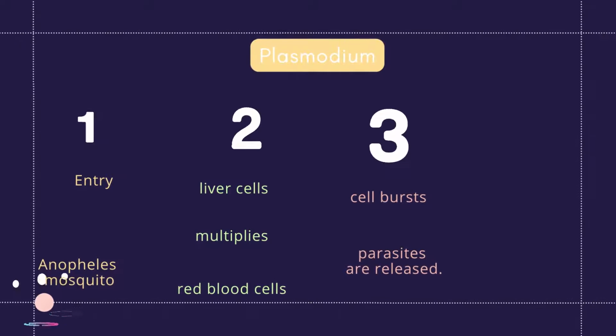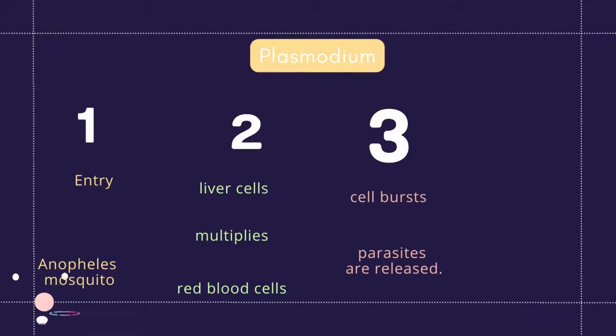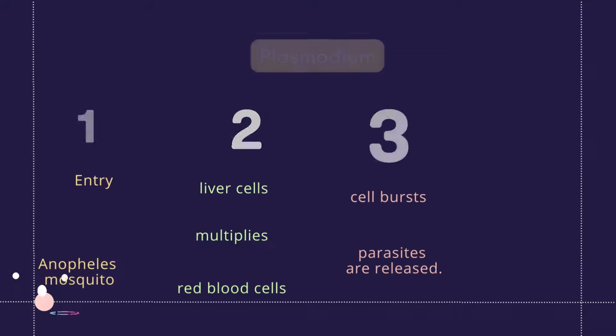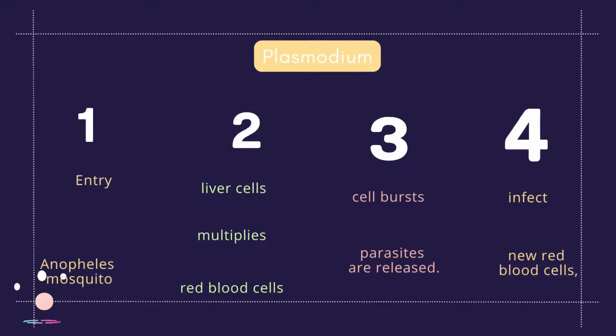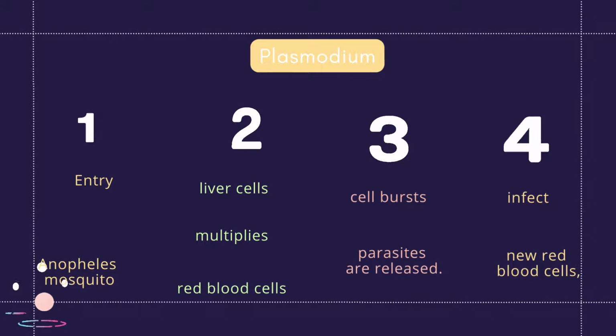Third, cell burst. When each infected red blood cell bursts, many new parasites are released, because the spores multiply rapidly and there is less space in the red blood cell. When each red blood cell is packed with spores, then it bursts. That is the third step, and each parasite is released. Fourth step, infection. The released parasites infect new red blood cells. Then they spread in the blood and infect more red blood cells, and the process is repeated.